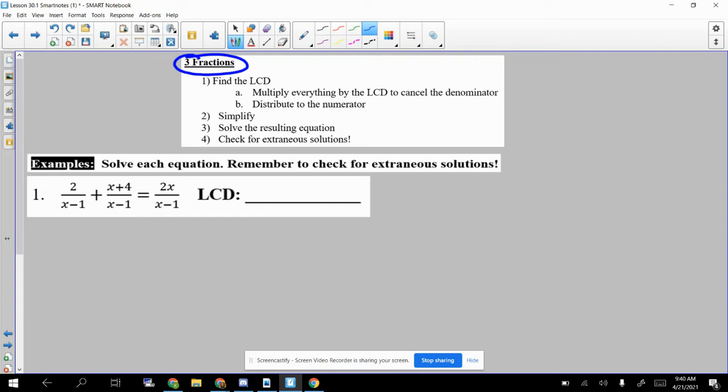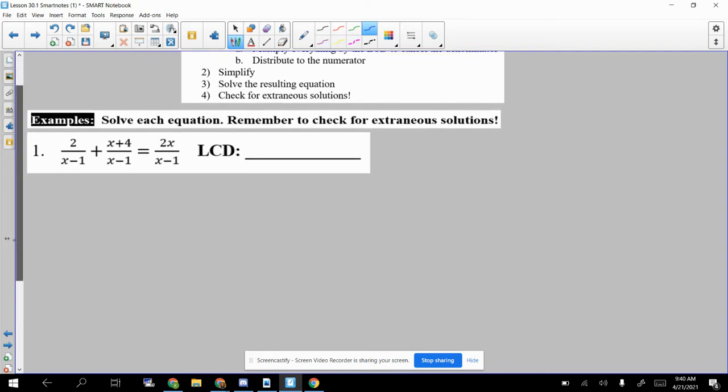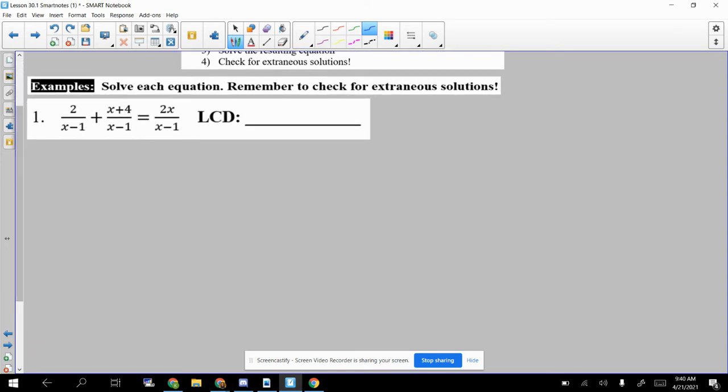So the first thing you're going to want to do is find that least common denominator, and then you're going to want to multiply everything by the LCD to make sure the denominators cancel, and then you'll want to distribute that to the numerator as well. Then you'll just be dealing with the numerators. You can simplify, solve the resulting equation, and check for extraneous solutions.